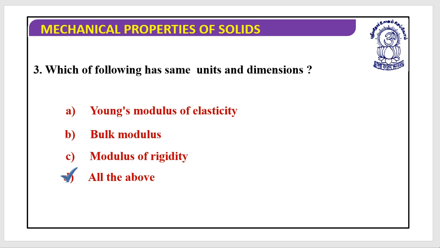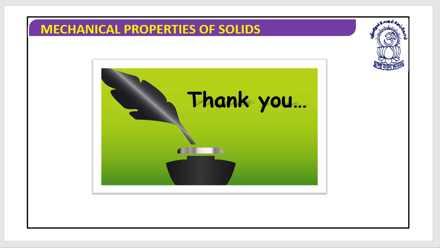Let's look at the next one. Which of the following has the same units and dimensions? Young's modulus of elasticity, bulk modulus, modulus of rigidity: all of these are dimensionally the same because they have the same units. So all of the above is the correct answer to this question. I hope this is clear. Are you sure? Great.